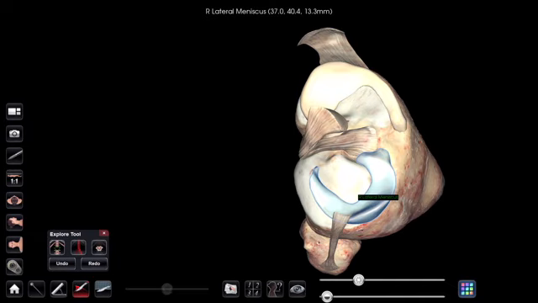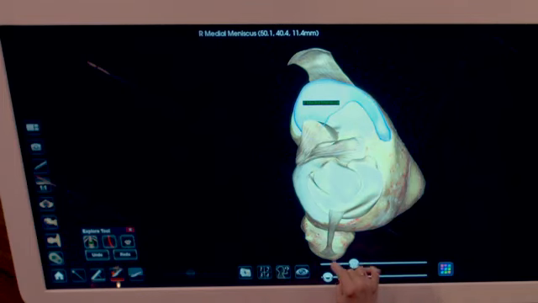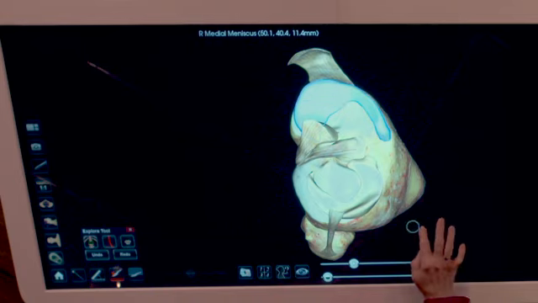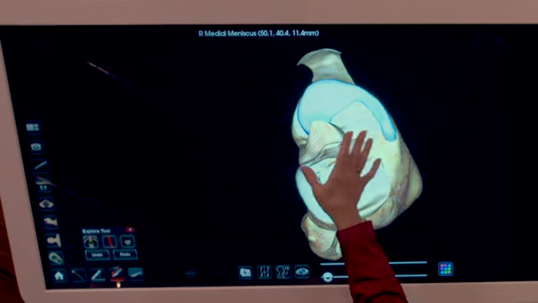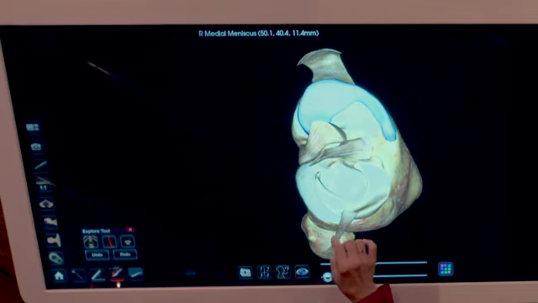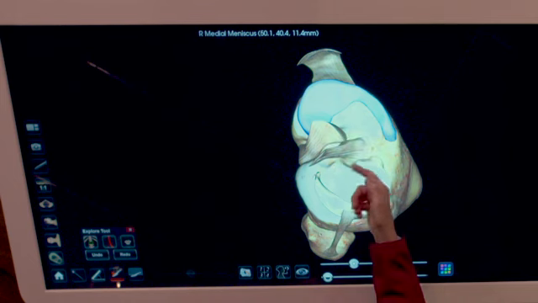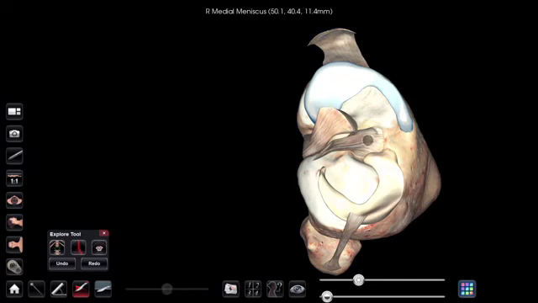The lateral meniscus is more O-shaped. The medial meniscus is more C-shaped and is attached to its medial collateral or tibial collateral ligament. We can see how the menisci sit atop the tibial plateau and flank either side of the cruciate ligaments, anterior and posterior.